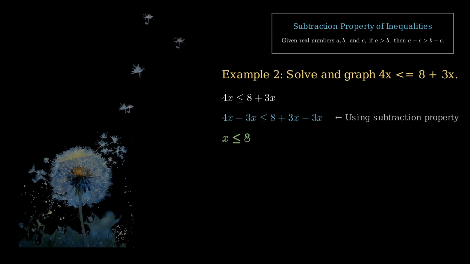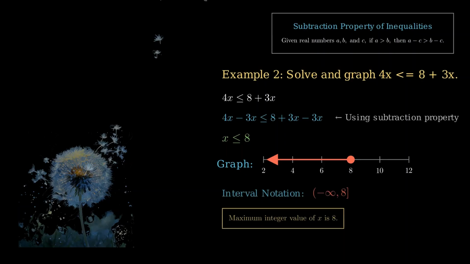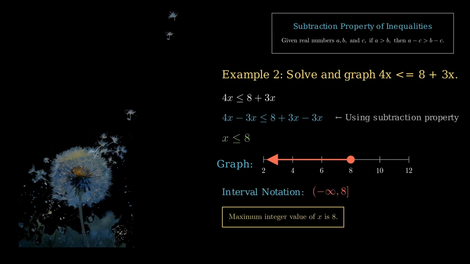Solve and graph the solution of 4x is less than or equal to 8 plus 3x on a number line. Write the solution in interval notation and state the maximum integer value of x that satisfies this relationship. To solve, we subtract 3x from both sides. This simplifies directly to x is less than or equal to 8. For the graph, we place a solid closed circle at 8 because 8 is included in our solution, and draw a bold arrow pointing to the left. In interval notation, this is negative infinity to 8 with a bracket. Therefore, the maximum integer value of x is exactly 8.